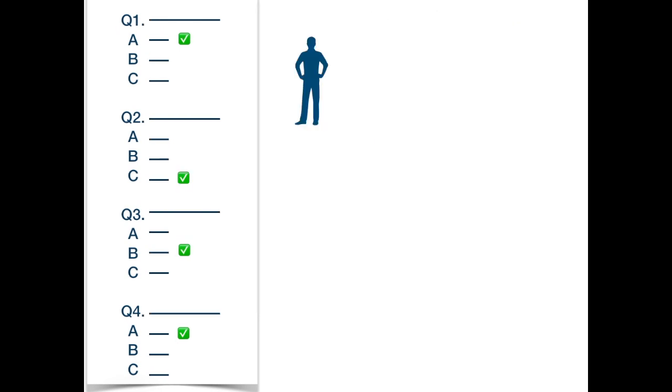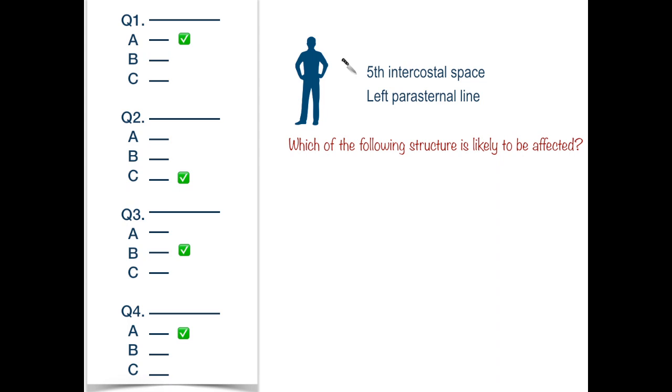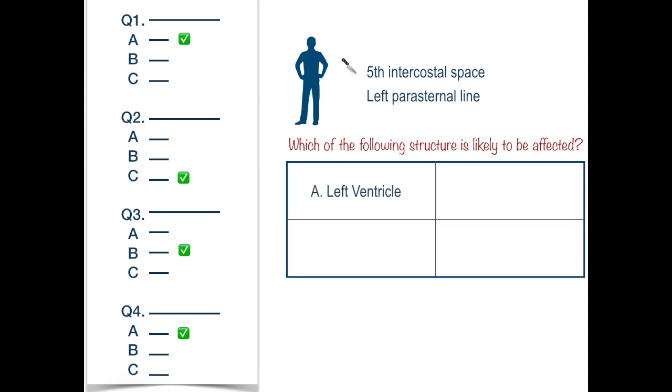Question number 1. If a person is stabbed at the fifth intercostal space along the left sternal border, which of the following structures is most likely to be affected? Option A, left ventricle. Option B, right ventricle. Option C, left lung. Option D, aorta. The answer to this question is right ventricle.